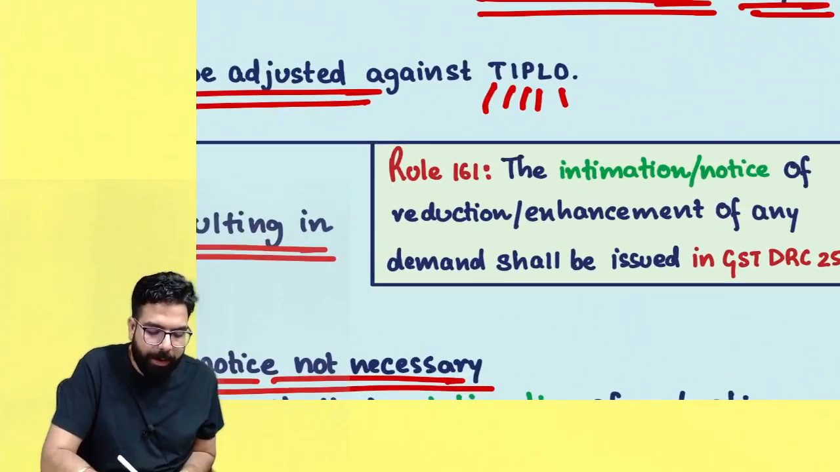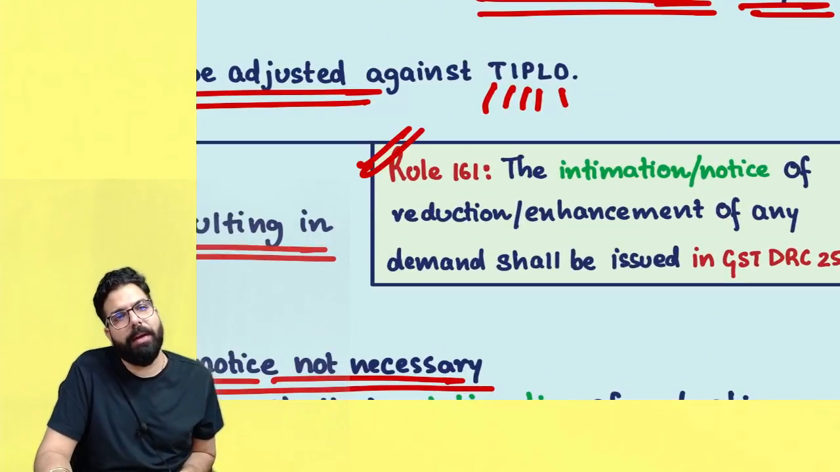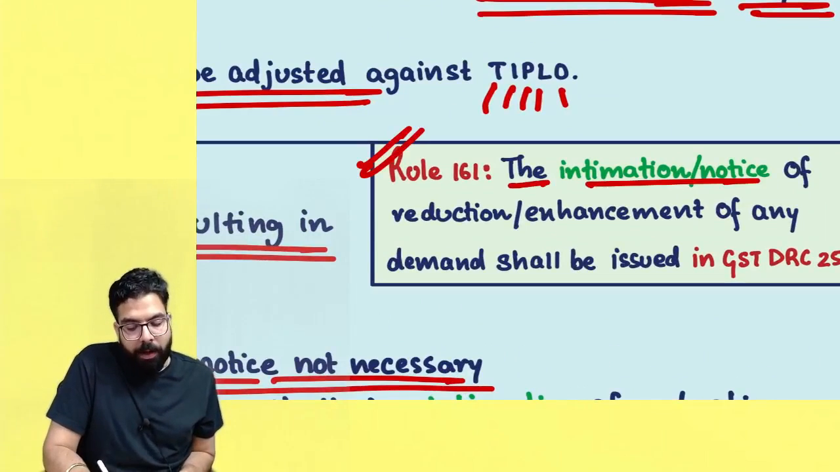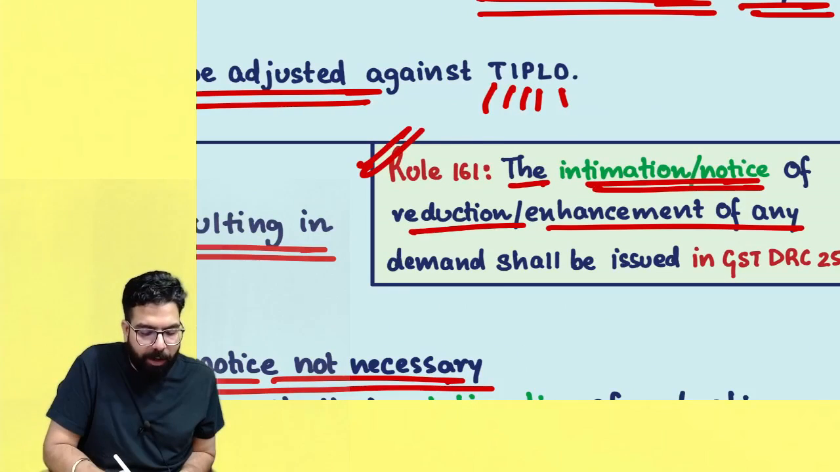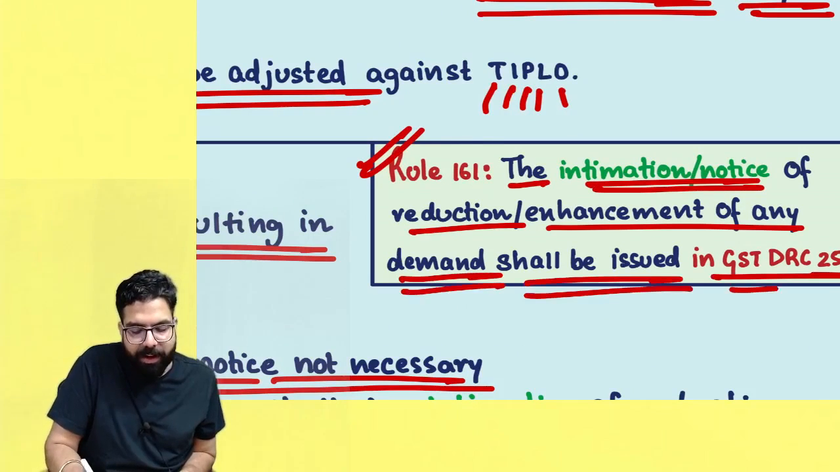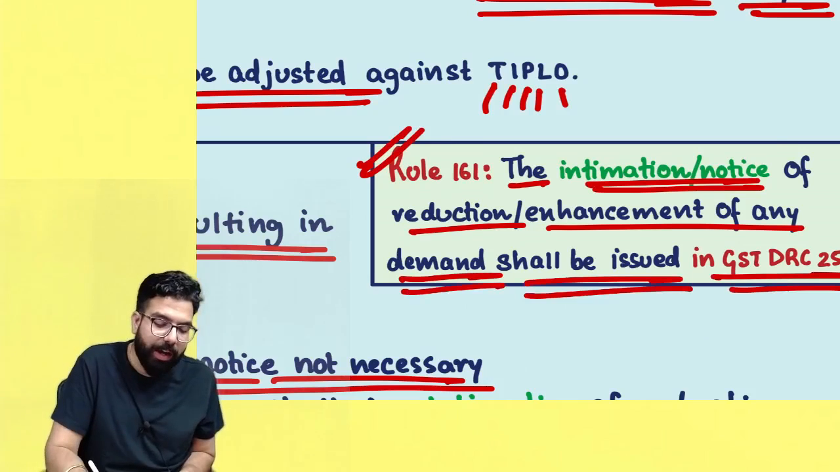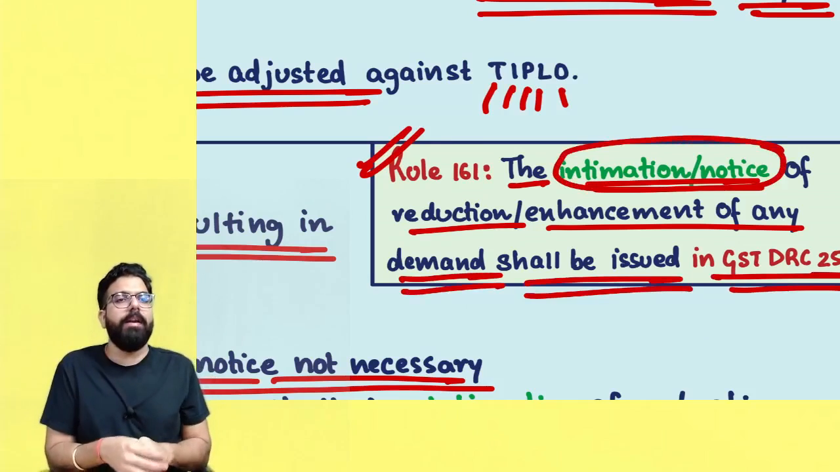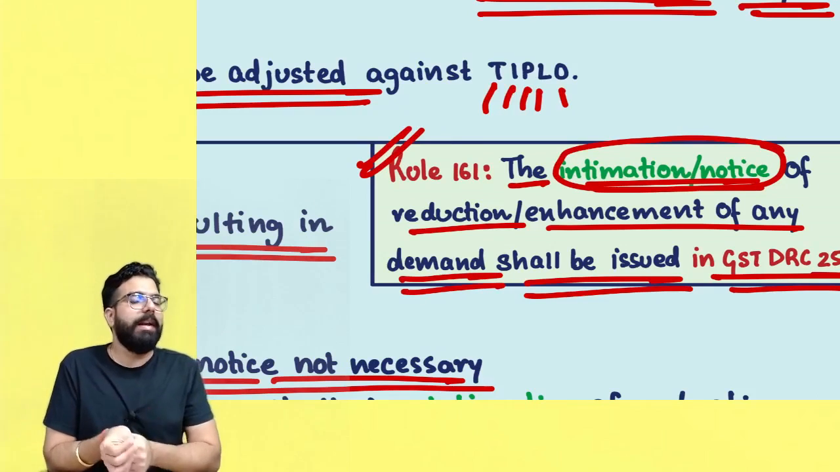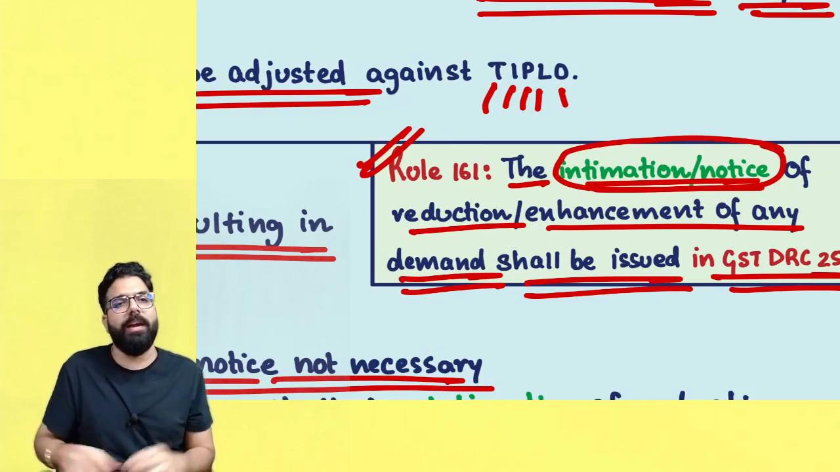Always remember rule number 161, where one small amendment came. Earlier it was called the order. Now the order of reduction or enhancement of any demand shall be issued in GST DRC 25. The name of this order has been changed to an intimation. So whenever there is a reduction or enhancement, the officer will inform you by an intimation or notice in GST DRC 25.